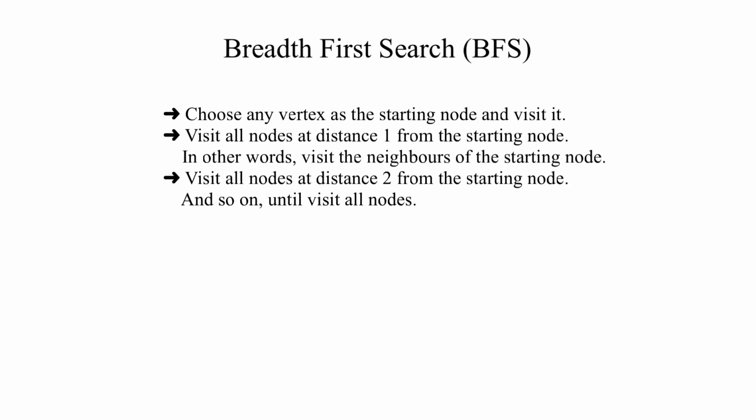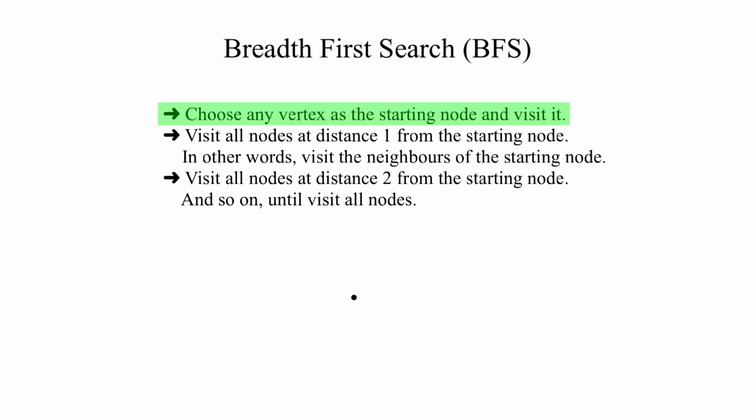Breadth first search, BFS. BFS is a graph traversal algorithm that starts from a selected node, called source or starting node, and traverses the graph layer by layer, according to the distance to the starting node. As the name suggests, the algorithm traverses the graph breadthwise in the following way.